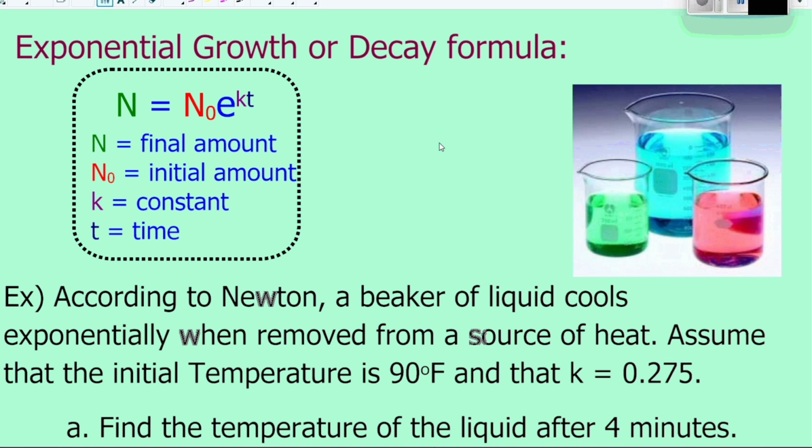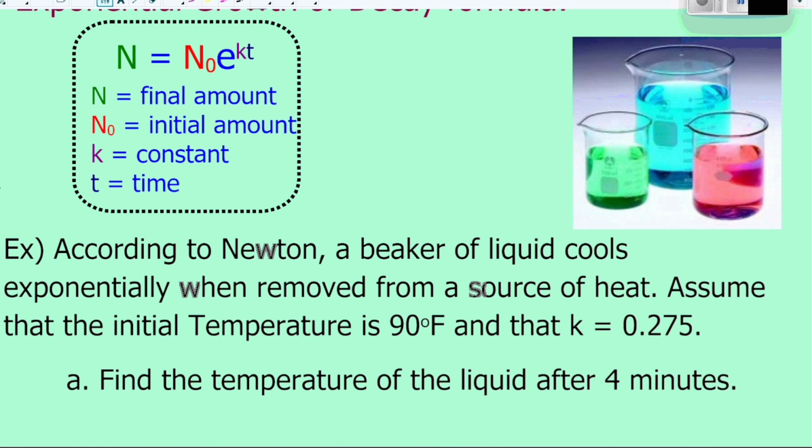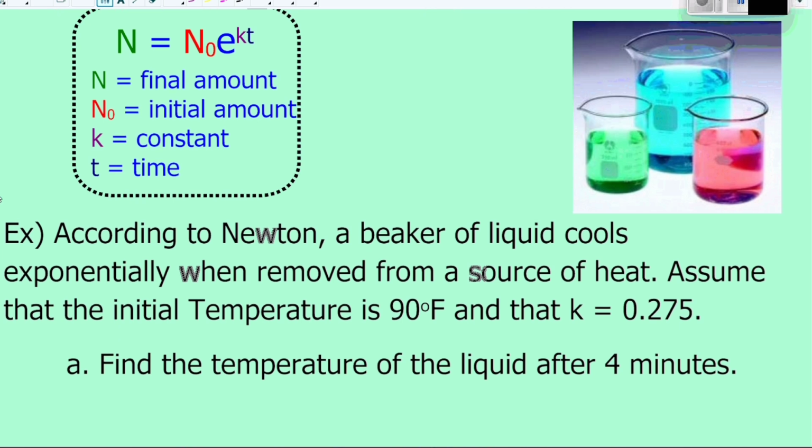This is similar. This also uses E, but this is a different type of formula with some exponential, I think this is exponential decay. Yeah, it's removed from a heat source. So this one says, according to Newton, a beaker of liquid cools exponentially when removed from a source of heat. Assume that the initial temperature is 90 degrees Fahrenheit and that K equals 0.275. Find the temperature of the liquid after 4 minutes.